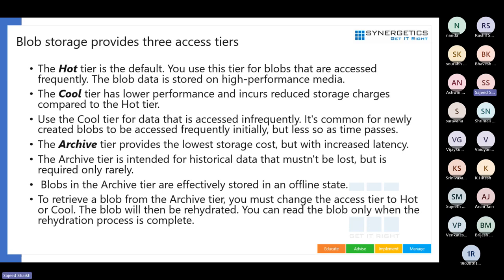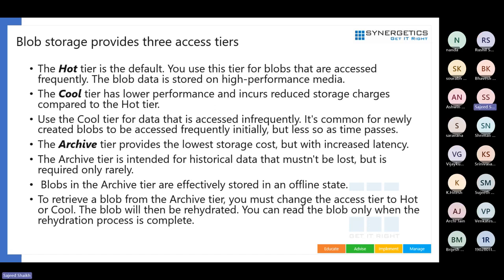And then you have what is called the archive tier. The archive tier provides the lowest storage cost. So whatever data is in the archive tier is basically stored externally, offline. For example, the images or videos or whatever that you are not going to use over a period of time are converted into an archive tier.